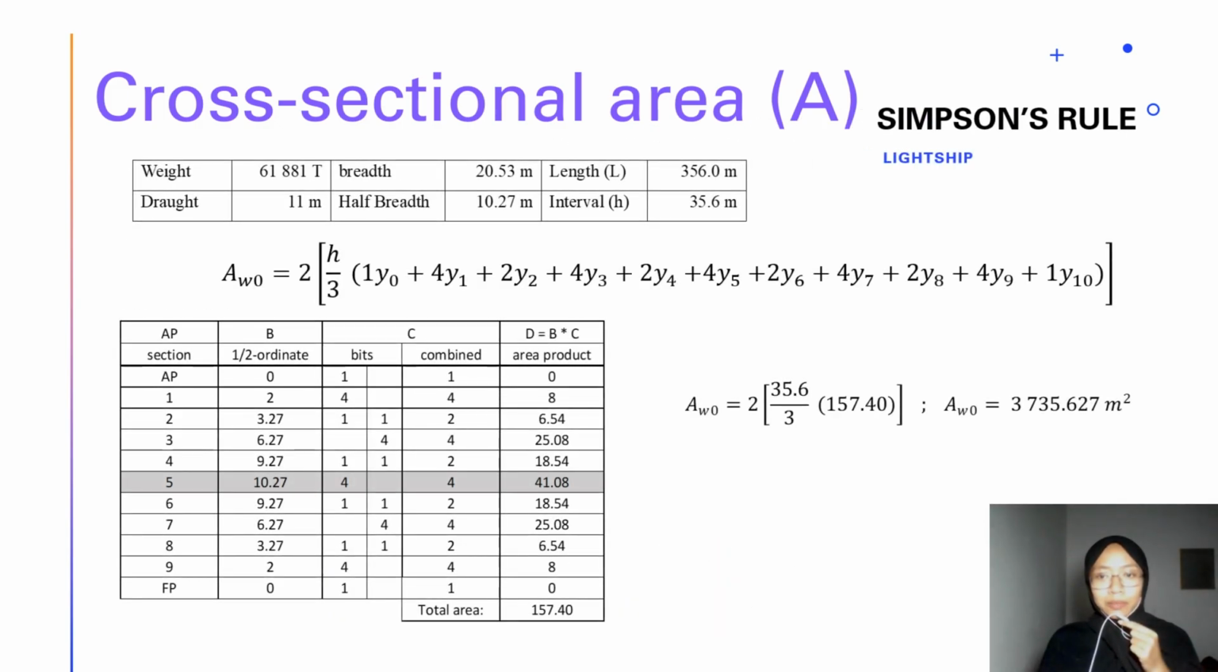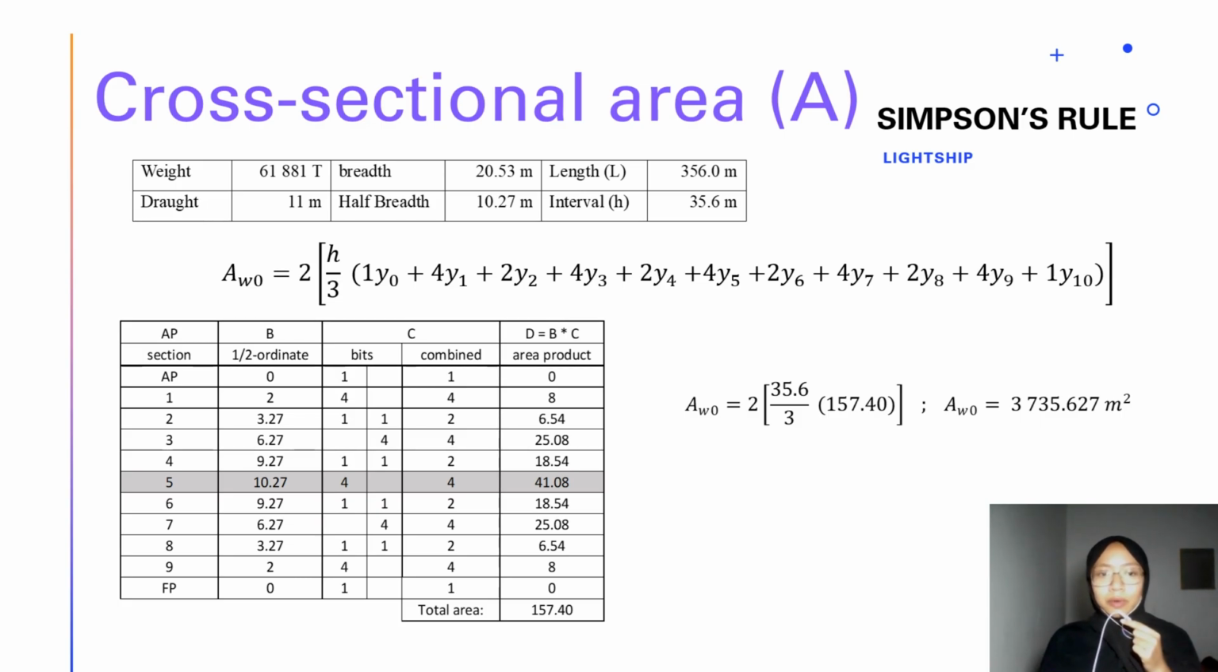So to make it easier for us to calculate, we use a table like this. For example, for the light ship calculation, the weight of the ship is only 61,881 ton, while the draft is 11 meters, the breadth is 20.53, and half of the breadth, which is breadth divided by 2. The total length is 356, and the interval, where we divide the cross-sectional area into 10 sections, becomes 35.6 for the value of H.